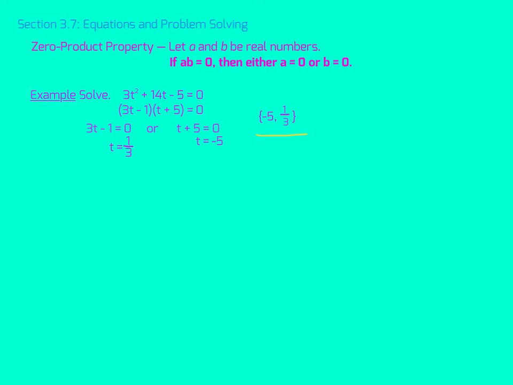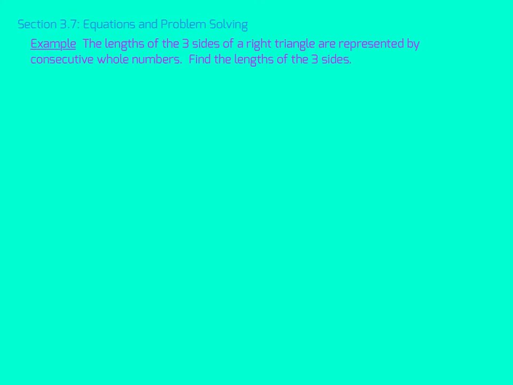Let's check out one more example. This time we'll do a problem-solving example. We're going to look at this problem. The lengths of the three sides of a right triangle are represented by consecutive whole numbers. Find the lengths of the three sides. Now remember, you are in an algebra class. You must solve this algebraically. We must define our variables and then use those variables to write an equation and then solve.